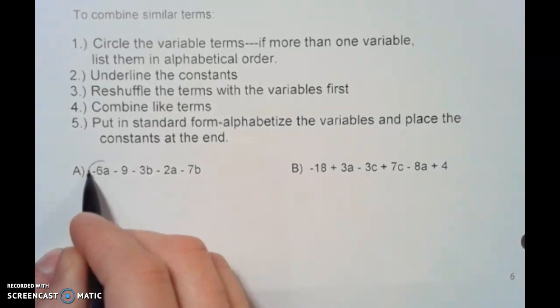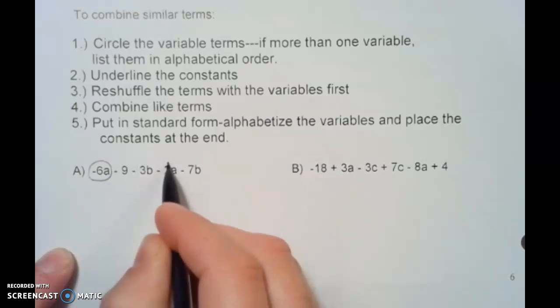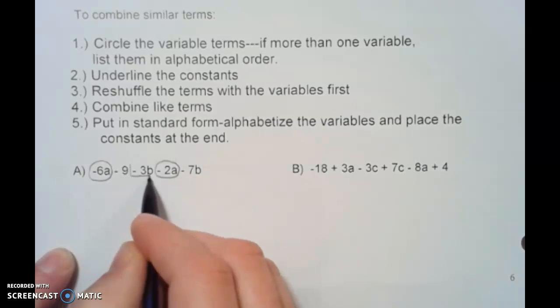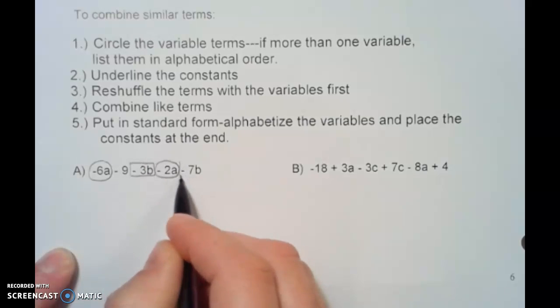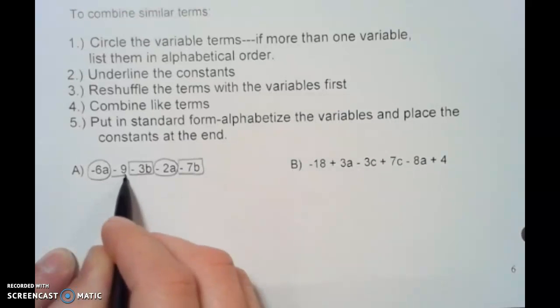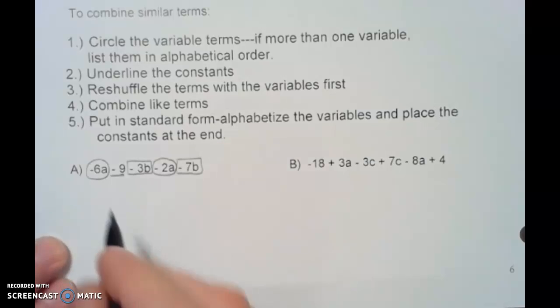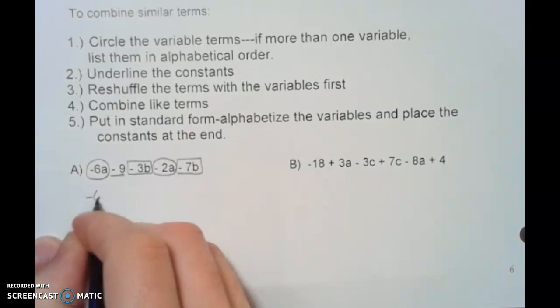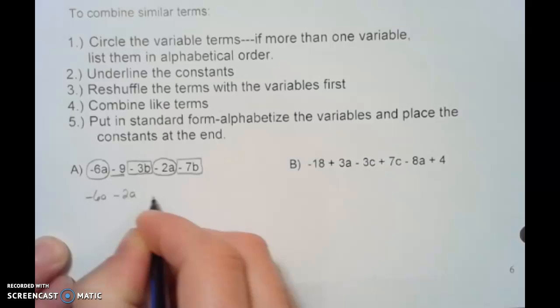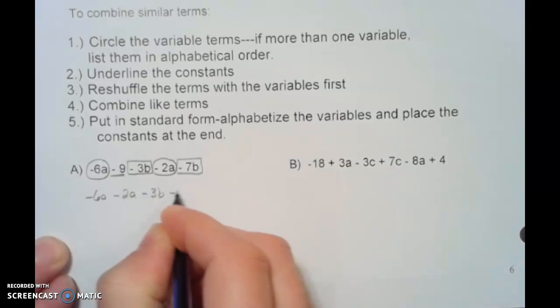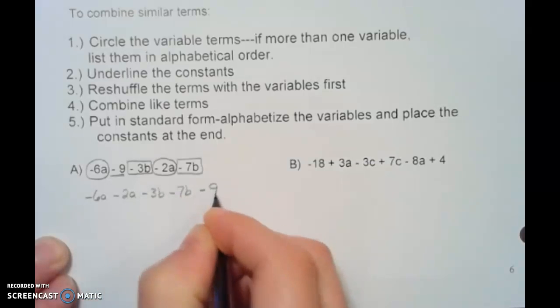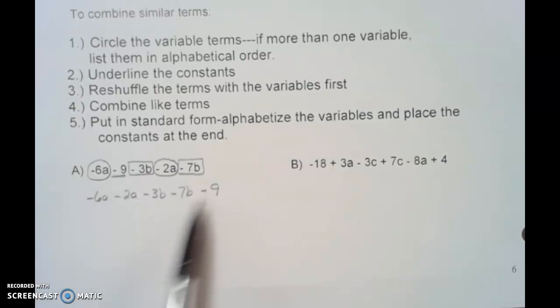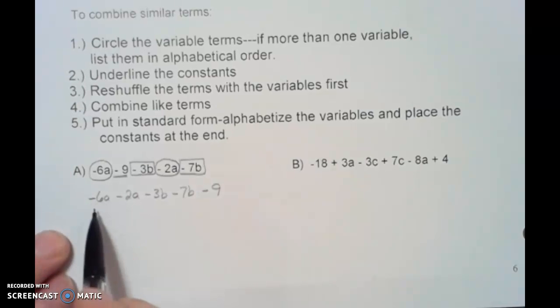So I have negative 6a that I'm going to circle, and its similar term, negative 2a. I'm going to put boxes around negative 3b and negative 7b. I'm going to underline my constant negative 9. And now I'll rewrite it. Negative 6a minus 2a minus 3b minus 7b and minus 9 at the end. Remember their signs, okay? And now I'm going to combine.